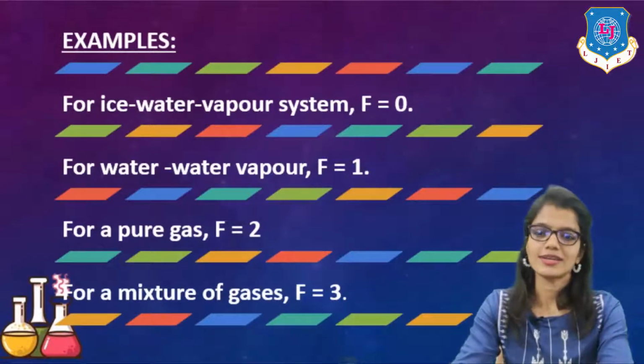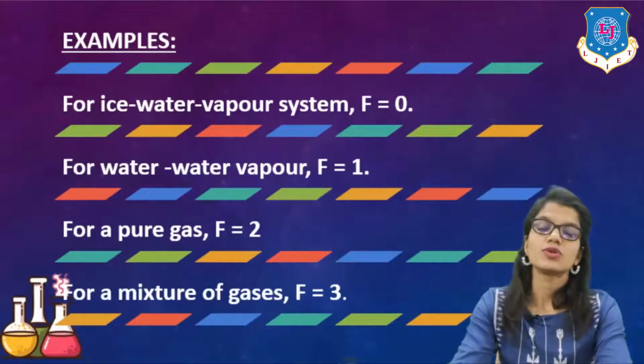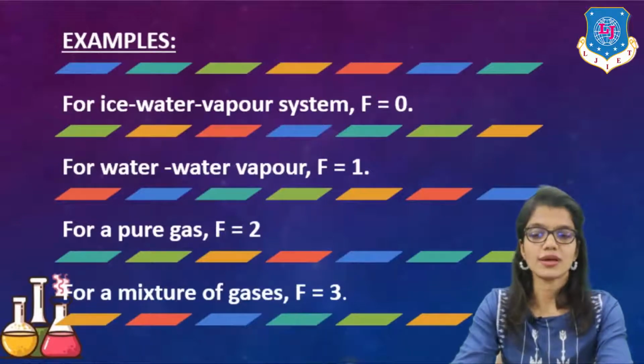And the third one is mixtures of gases. Capital F is equal to 3. So here you can have 3 different degrees of freedom which are allowed for you to change.